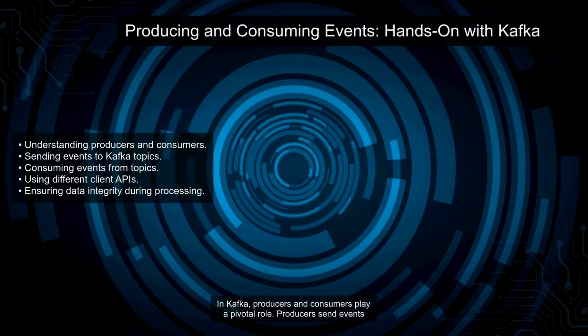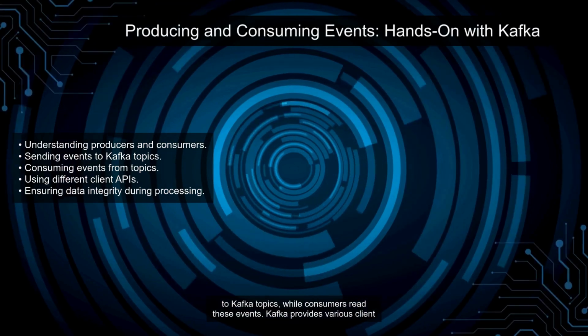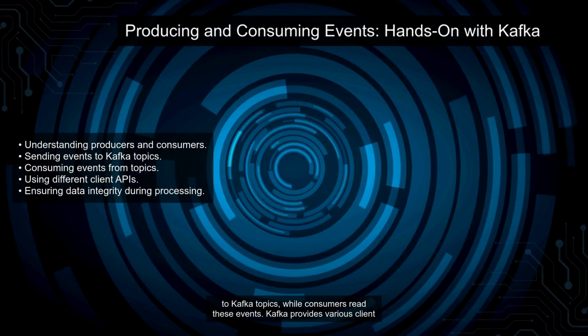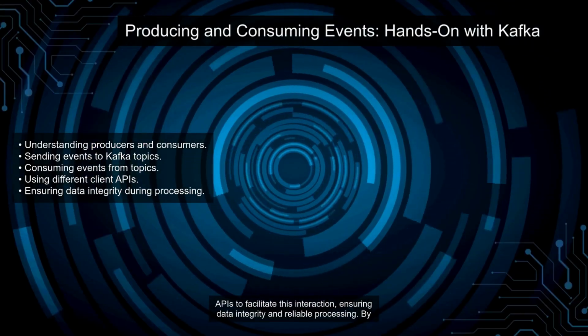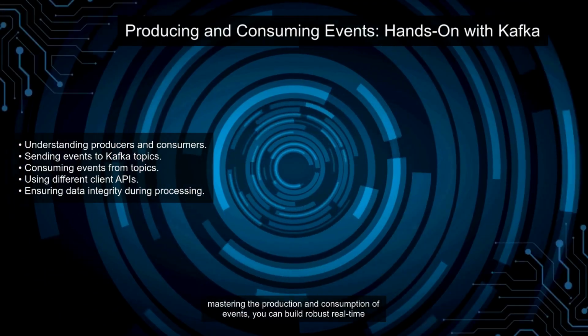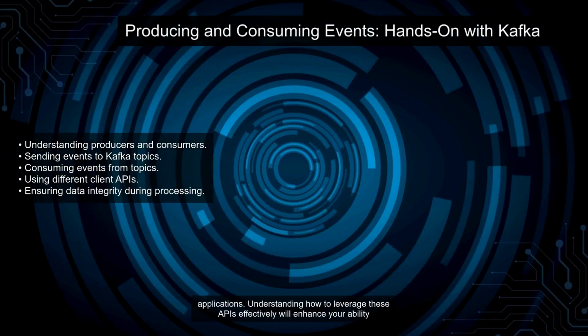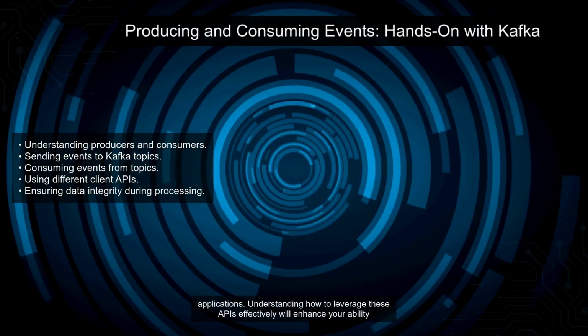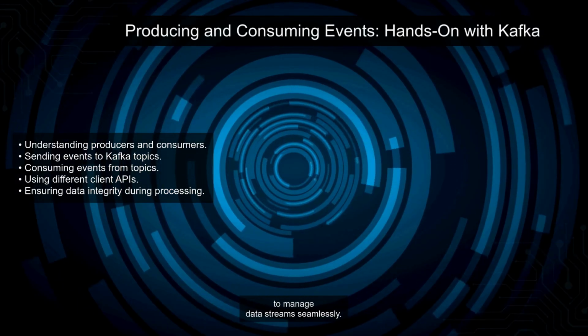In Kafka, producers and consumers play a pivotal role. Producers send events to Kafka topics, while consumers read these events. Kafka provides various client APIs to facilitate this interaction, ensuring data integrity and reliable processing. By mastering the production and consumption of events, you can build robust real-time applications. Understanding how to leverage these APIs effectively will enhance your ability to manage data streams seamlessly.